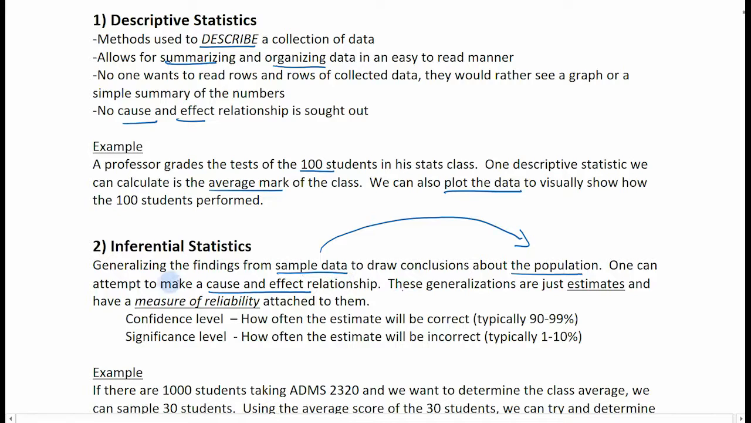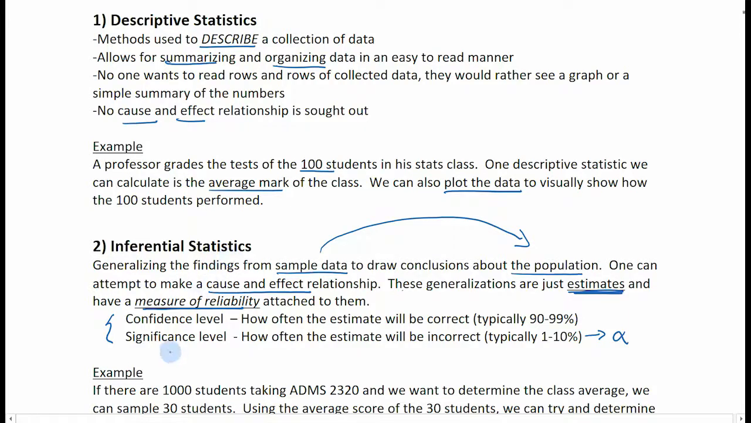Now, these generalizations that we're going to make are just estimates, and they also have a measure of reliability attached to them. Those two measures are called the confidence level and the significance level. The confidence level is how often the estimate will be correct, and we typically want to be correct more often than not, so the confidence level is usually pretty high, 90 to 99%. The significance level is how often the estimate will be incorrect, and typically we want this number to be small, so it's going to be 1 to 10%. In later chapters, we're going to learn that the significance level is actually the letter alpha, and alpha will be used quite a bit when we're performing inferential statistics.